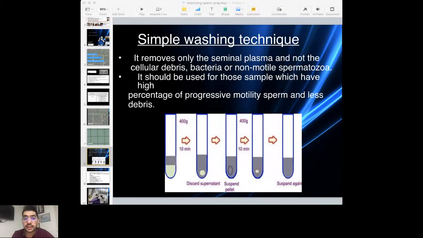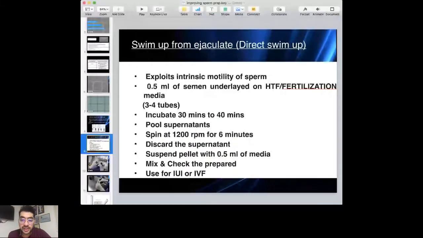Now, the second technique that is available here is swim up. Swim up also is of two types. First one is swim up from ejaculate, and the second one is a pellet swim up. I will first cover swim up from the ejaculate because this is more commonly used in most laboratories. What this technique does is that it exploits the intrinsic motility of the sperm.